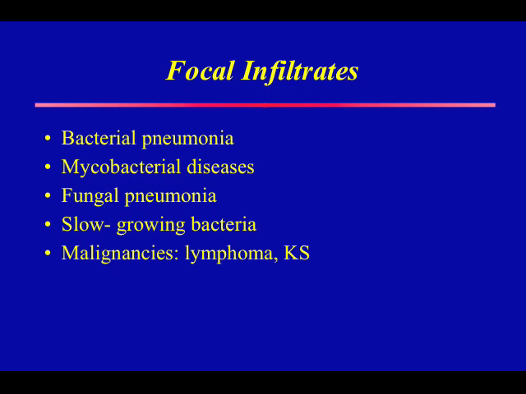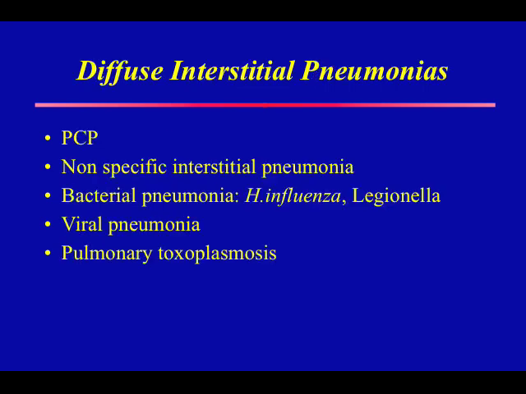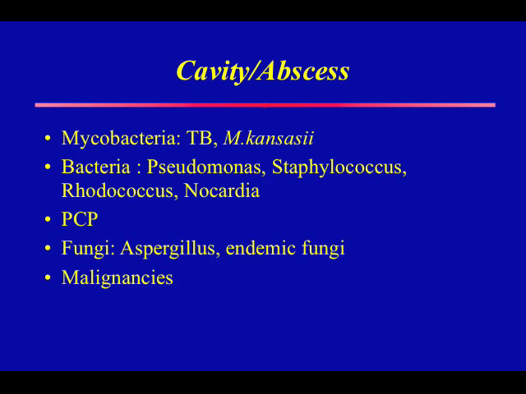Focal infiltrates, that's what you need to think of: bacterial, mycobacterial, fungal disease, and of course malignancies in HIV patients. Don't forget KS and lymphoma in the lungs. Diffuse interstitial pneumonias: PCP, H. flu, Legionella, viral pneumonias, and pulmonary toxo. Cavity abscesses, Mycobacterium. Always think Mycobacterium. What bacteria can cause cavities, especially in HIV patients? Pseudomonas, Staph, Rhodococcus, and Nocardia. Aspergillus, famous for causing cavities and fungal balls.